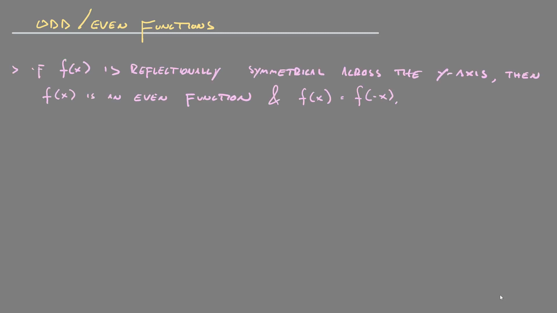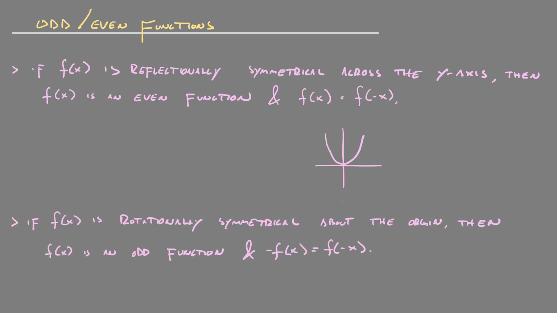What we're going to review is odd and even functions from a pre-calculus class. So first things first, if f of x is reflectionally symmetrical across the y-axis, then f of x is an even function, and we have the mathematical definition, f of x is equal to f of negative x. So it's some graph that's reflectional about the y-axis. So think x squared, right? Y is equal to x squared is an even function because if you reflect it over the y-axis right here, it's going to line up with itself perfectly.